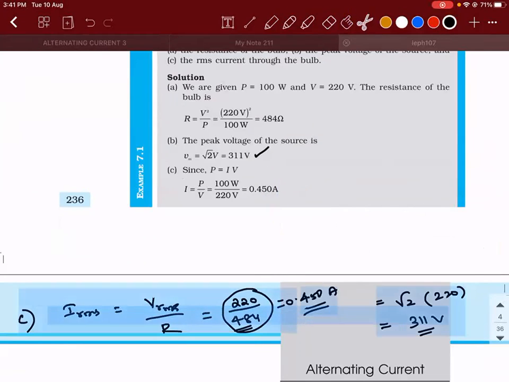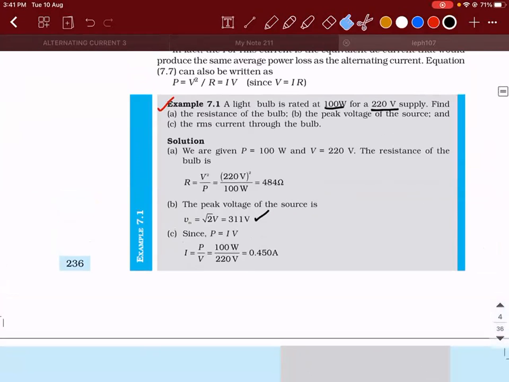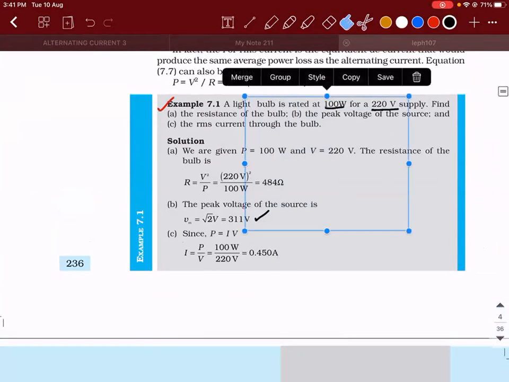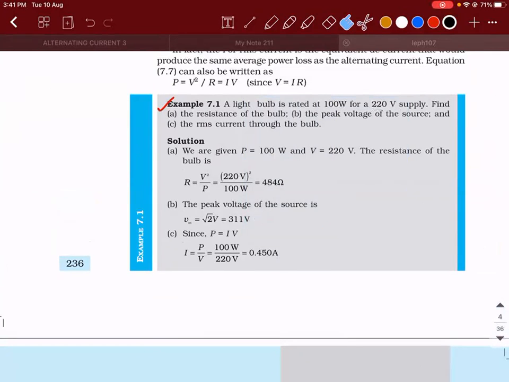So have the notes beside you so that you will understand the solutions, or else it will be like you have to memorize them. Listen, 7.1 will start with. So there is a light bulb which is rated at 100 watt for a 220 volt supply. So power is equal to 100 watt and voltage is 220 volt. So whenever they give you this, it is always the RMS value.